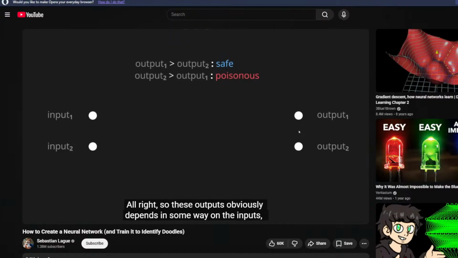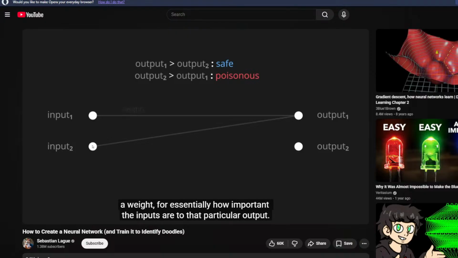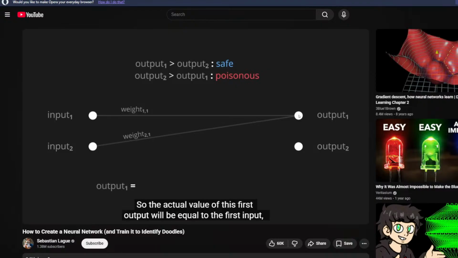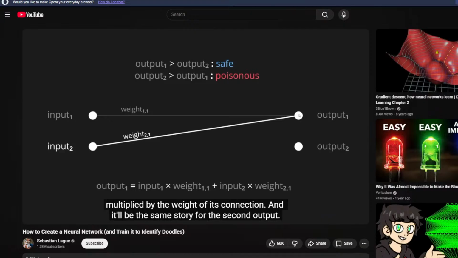Alright, so these outputs obviously depend in some way on the inputs, but we don't know how much of an effect each input should have. So let's connect both inputs up to the first output, and these connections each represent a weight for essentially how important the inputs are to that particular output. So the actual value of this first output will be equal to the first input multiplied by the weight of its connection, plus the second input multiplied by the weight of its connection, and it'll be the same story for the second output.